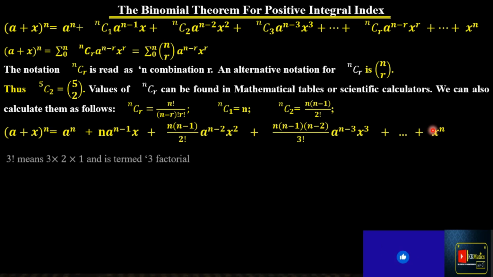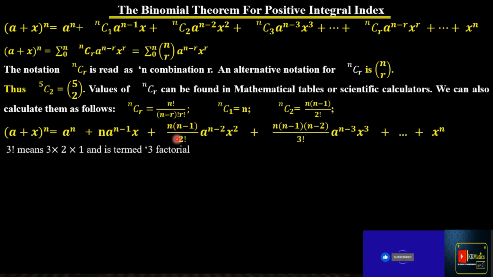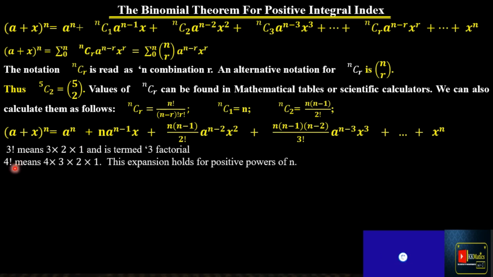So we've already explained what this is. 3 factorial means what? 3 times 2 times 1. As in 3 multiplies the numbers in decreasing order. So from 3 it moves to 2 in decreasing order up to 1. If we have 4, for instance, then we have 4, 3, 2, 1. So it's multiplying in decreasing order. So this holds for all positive powers of n.